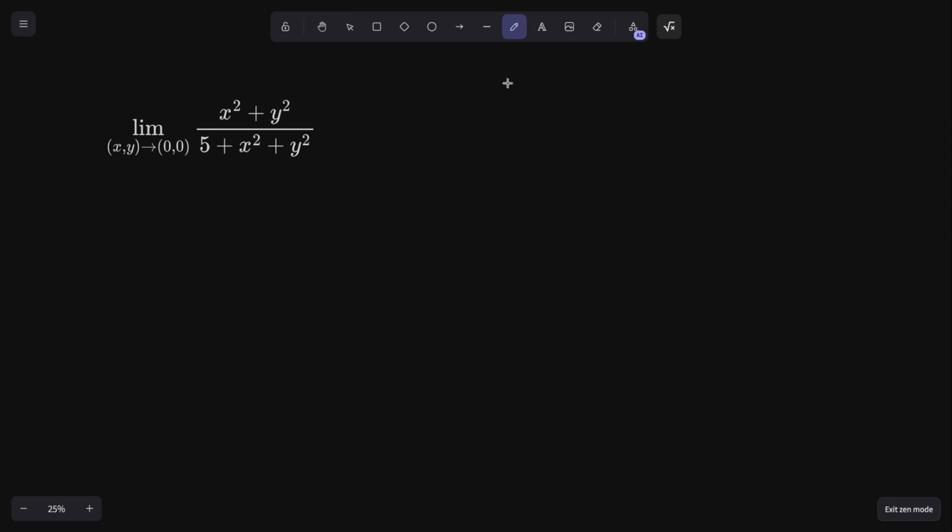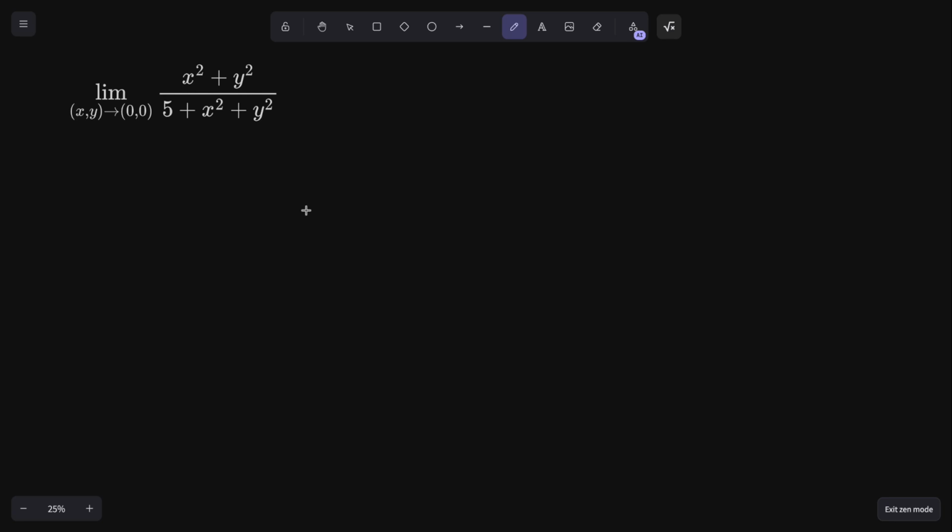Man, I've been using the experimental version of Excalidraw and it has LaTeX support, so I can just enter in the LaTeX code and it gives me this nice limit.